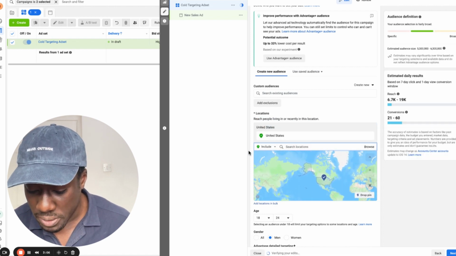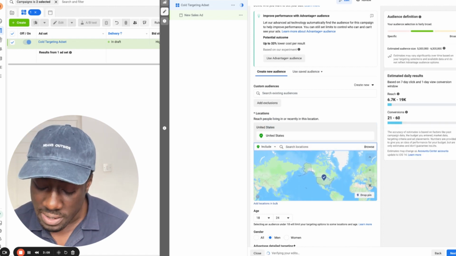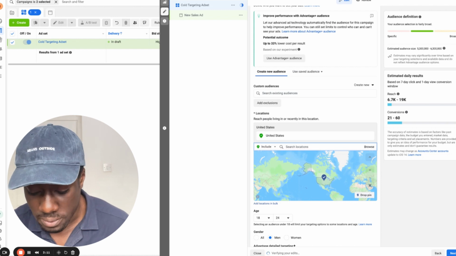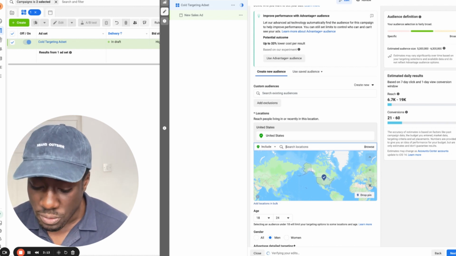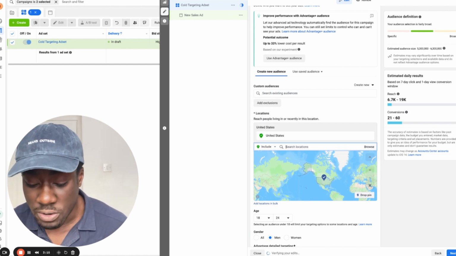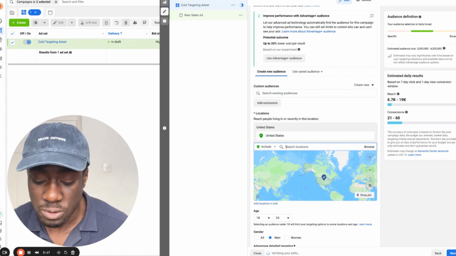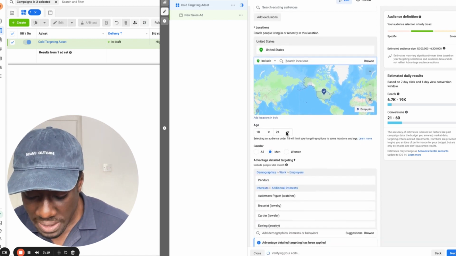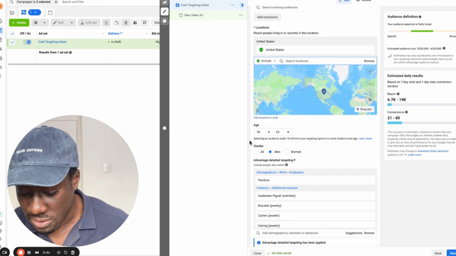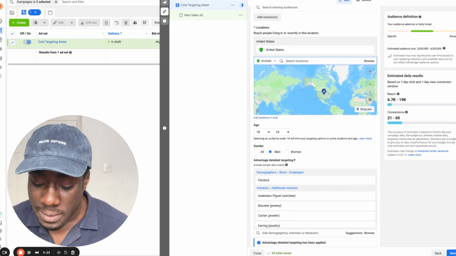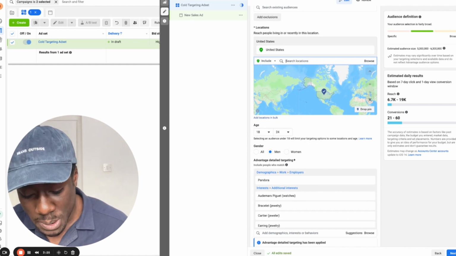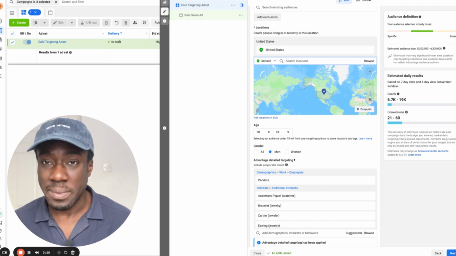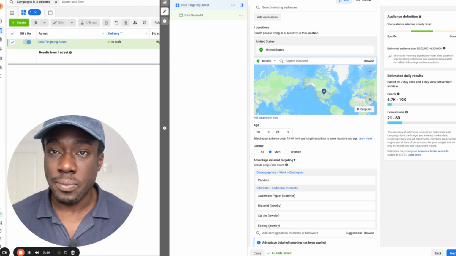And whether you're in a different country, whether France, Italy, United Kingdom, Canada, Australia, and so on, you want to be targeting broad as well. The entire country. You don't need to narrow it down into states or cities. And in terms of the age, this jewelry brand was targeting 18 to 24. Now, this age range is quite narrow. I highly recommend that you broaden this out as well.